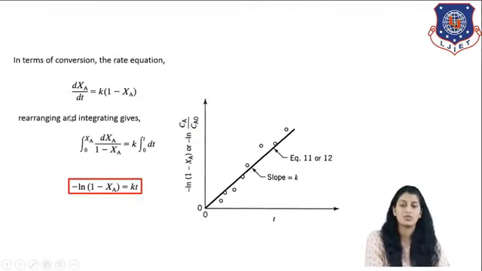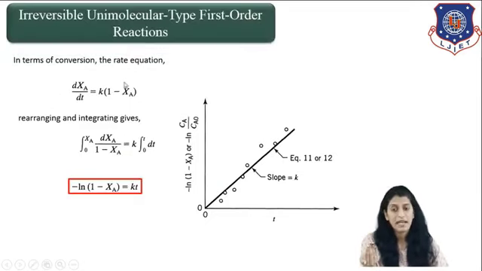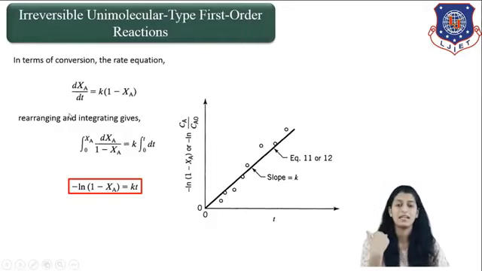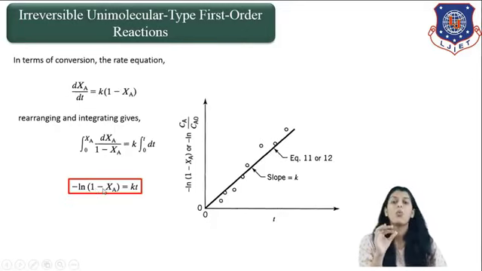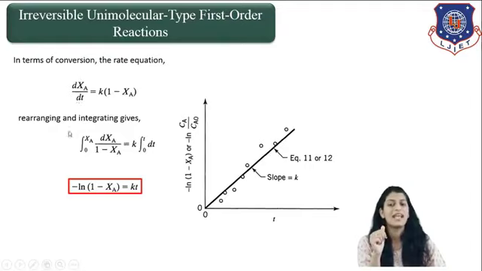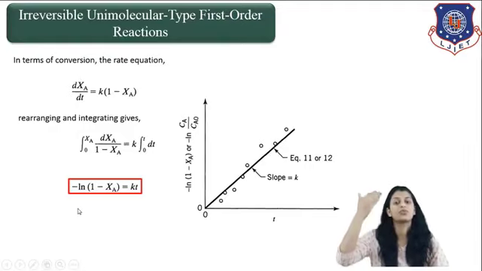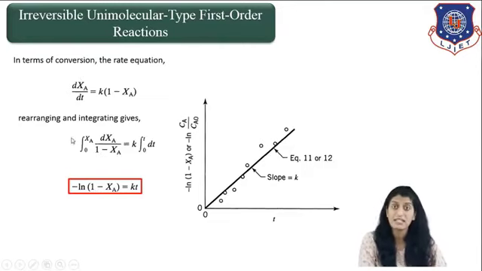Now let us see how it looks. If you need to express it in terms of conversion Xa, it can be written as dXa by dt equals K(1 minus Xa), and again integrating the same term you will get minus ln(1 minus Xa) equals Kt. So just separate dXa upon (1 minus Xa), integrated from 0 to Xa and from 0 to t. After applying the limit it will be minus ln(1 minus Xa) equals Kt. This is the graph which belongs to the first order system.